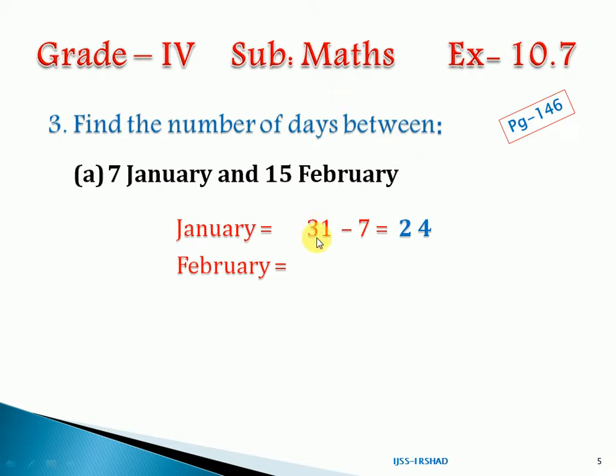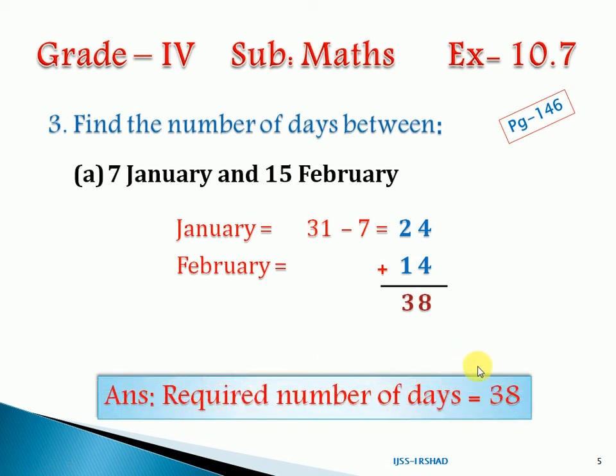So for the month of February we will get 14. Just below this 24 you can write 14 here. Now we will add this and we will get the total number of days. For adding, just draw a line below, put an addition sign here, then add it. 4 plus 4 will be 8, then 2 plus 1 will be 3. So this is the answer. You can write your answer here like this.